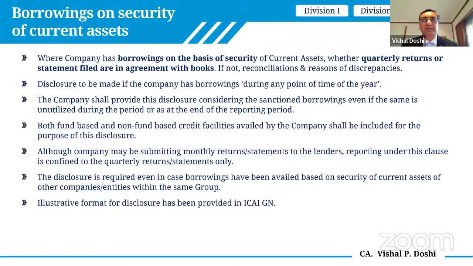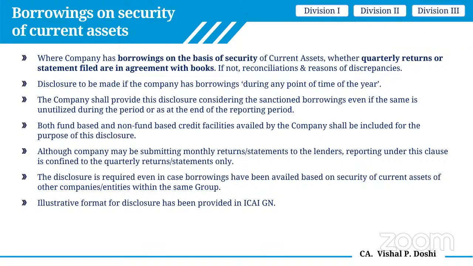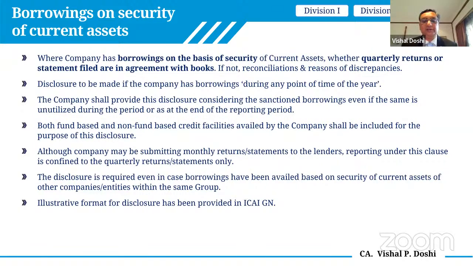The reporting is required with respect to the quarterly returns or statements filed with the lender and whether they match with the books of account or not, whether they are in agreement with the books or not. So if there are monthly statements or monthly returns which are being filed, then also you have to take cognizance of only the quarterly statement or the quarterly returns that are being filed. Friends, the guidance note says two things.